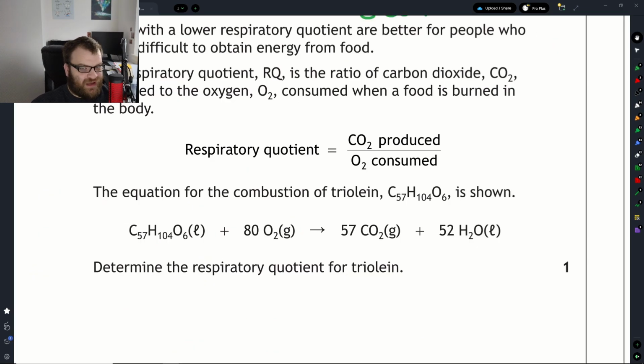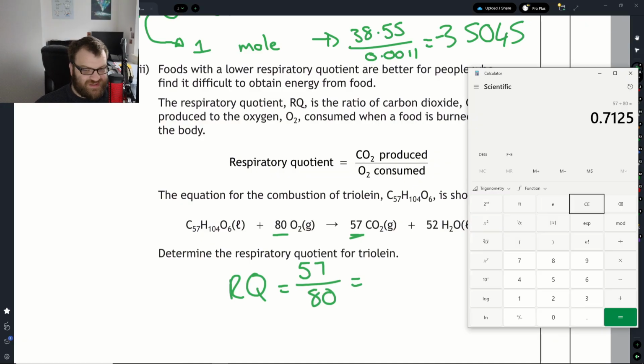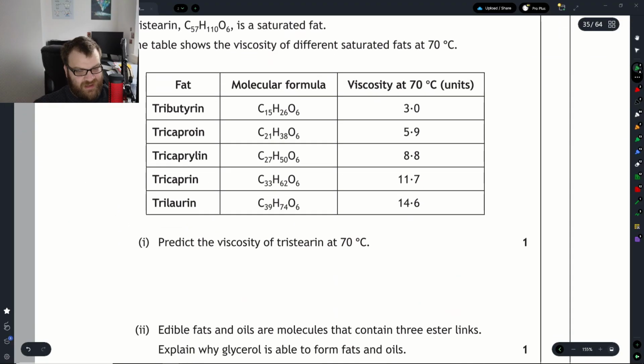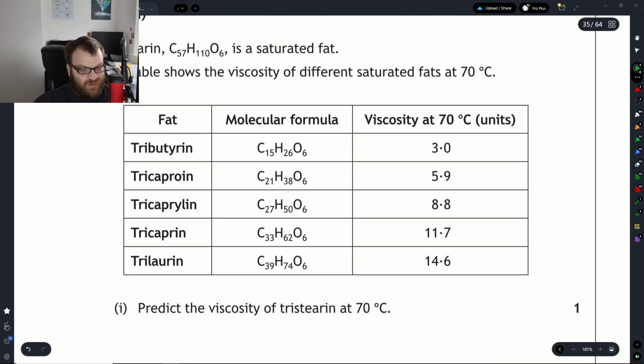This question, we're given a relationship that we have probably not come across before. We just need to work out what values go where. We have 57 moles at the top, and we have 80 on the bottom of the equation. This question, I'll need to take it to 3 significant figures. 0.713. Answer.